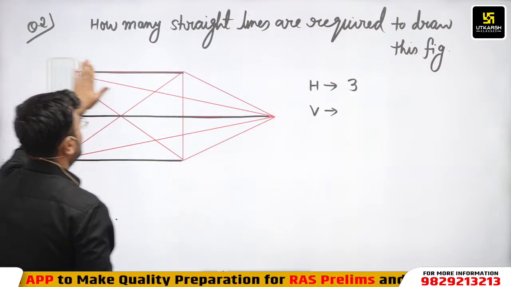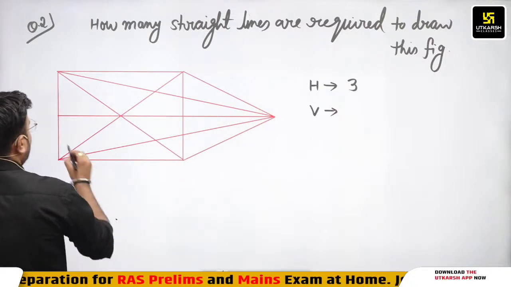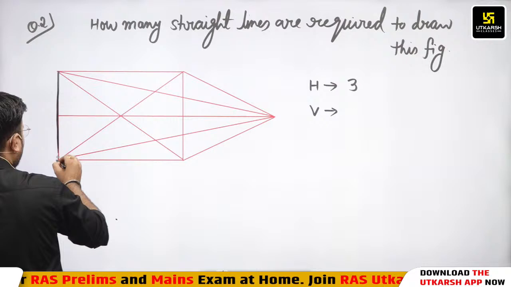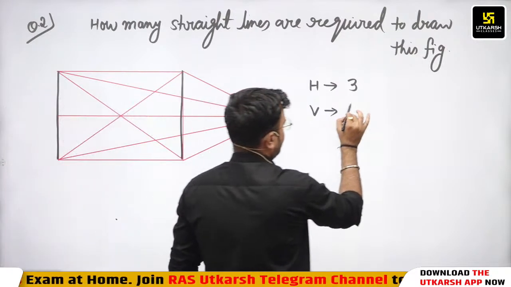Now we are going to count the vertical lines. How many vertical lines are there? You can see this one and this one. So in total there are 2 vertical lines.